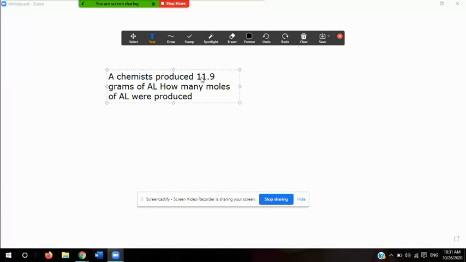So now in this exercise, I have grams, and I want to go from grams to moles. In the previous video, we were explaining how to go from moles to grams, but here we're doing the opposite. So the first thing we want to do is set up a conversion factor. I have 11.9 grams of aluminum and we're going to go from grams to moles. So we're going to go from 1 mole of aluminum.